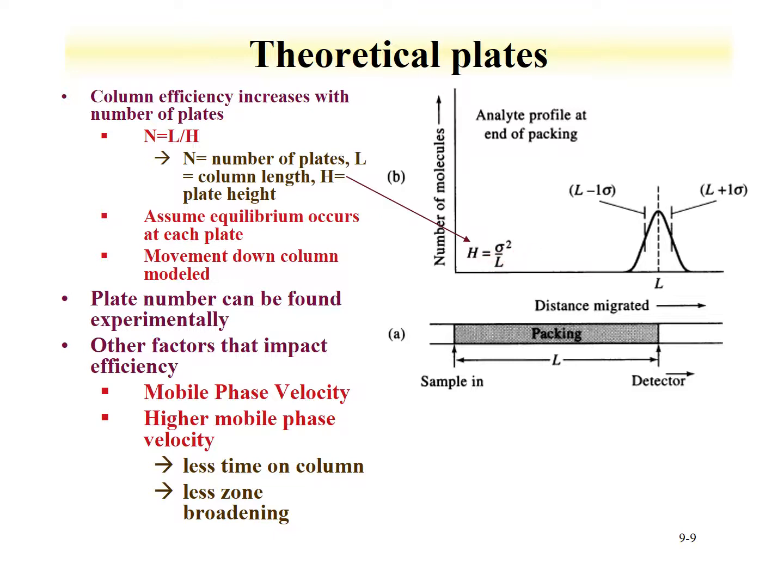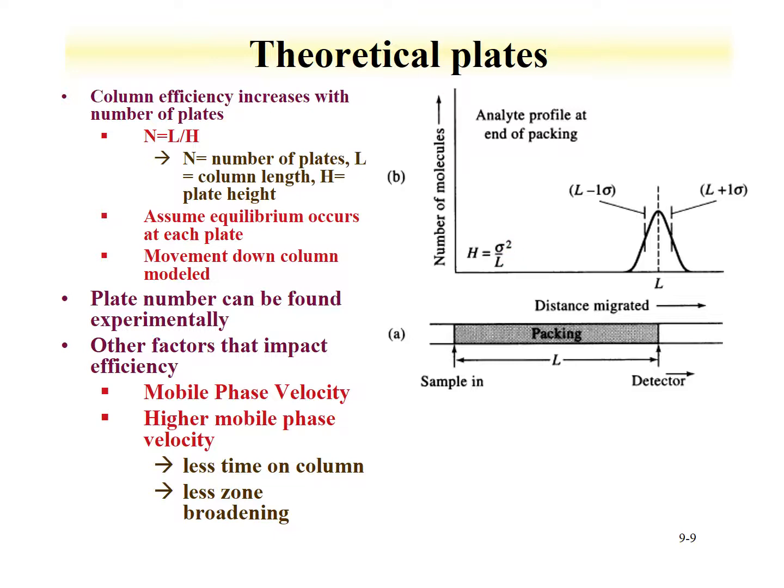Some of the basics of theoretical plates assume that equilibrium occurs at each plate, and from this you can model the movement of analytes down a column. You can find a theoretical plate number experimentally from the equation that's shown here, where the number of theoretical plates is equal to the length L divided by H, where L is the length from your initial point to the center point of your elution peak, where you get a Gaussian distribution around the center peak, and H is equal just to the Gaussian distribution squared divided by L.